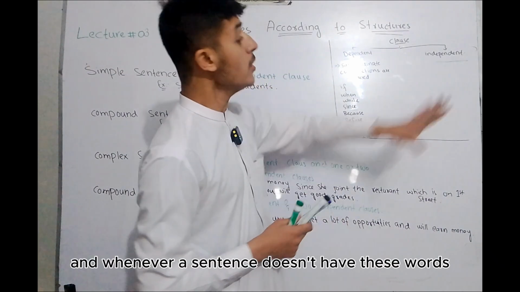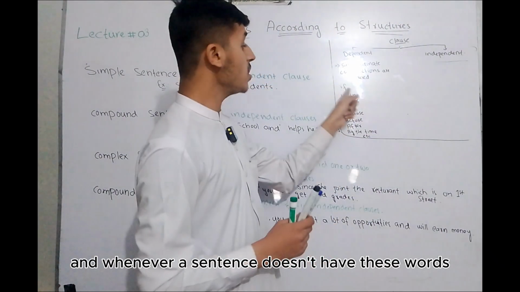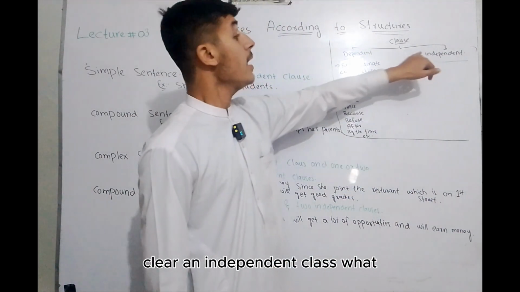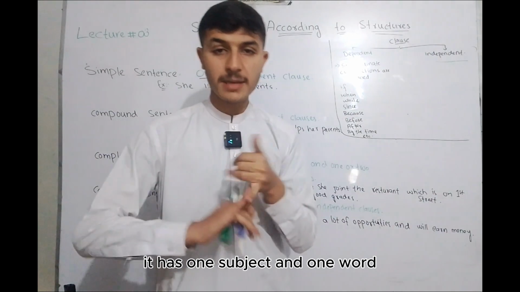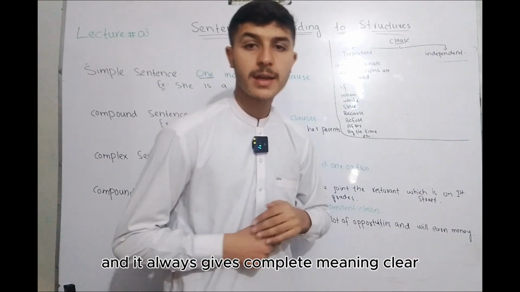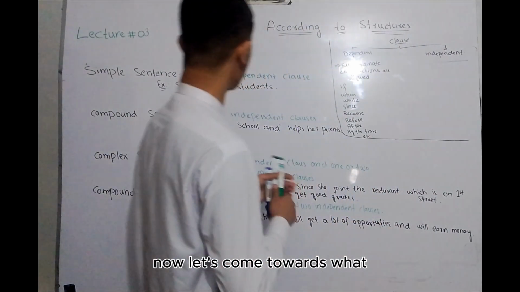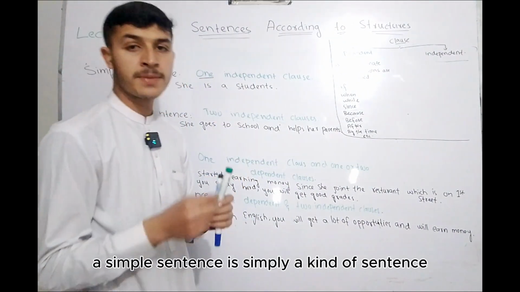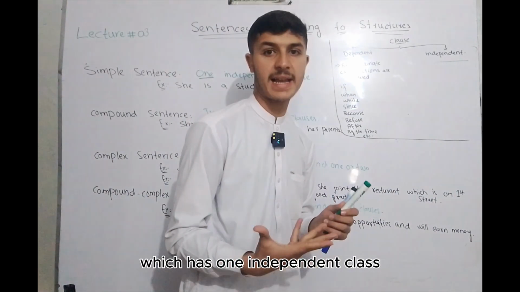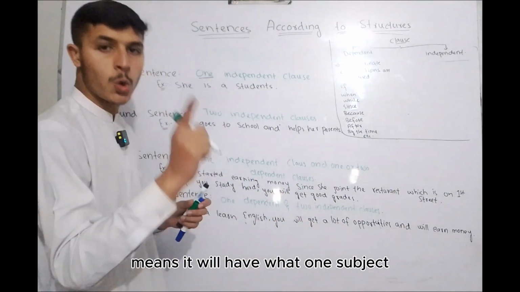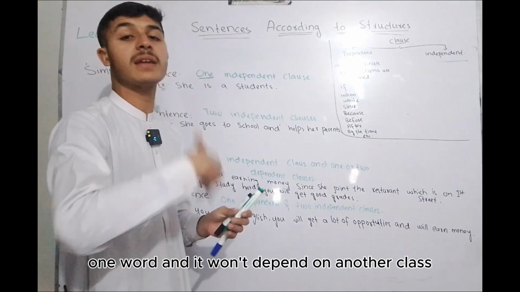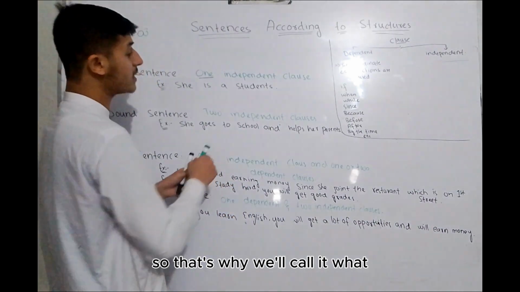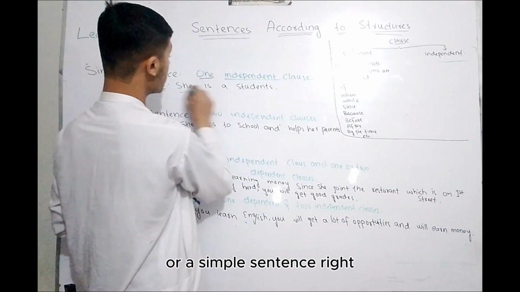Clear? And whenever a sentence doesn't have these words, that sentence is called an independent clause. It has one subject and one verb, and it always gives complete meaning. Now let's come to the simple sentence. As I discussed before, a simple sentence is a kind of sentence which has one independent clause. It will have one subject, one verb, and it won't depend on another clause for completing its meaning. It will give a complete meaning by itself. So that's why we'll call it an independent clause or a simple sentence.